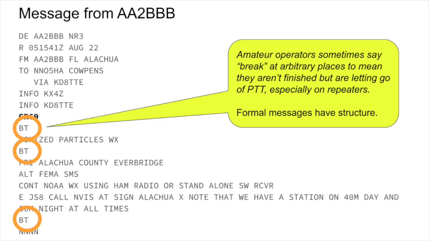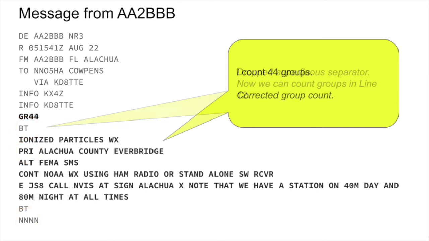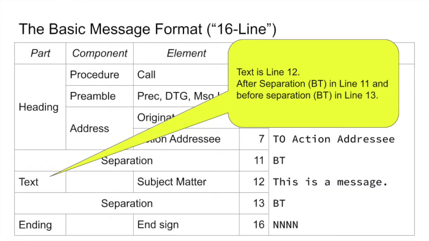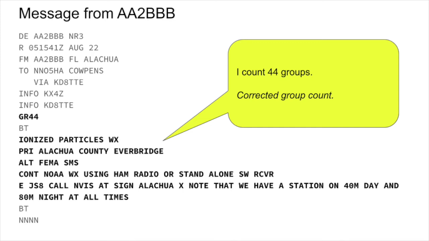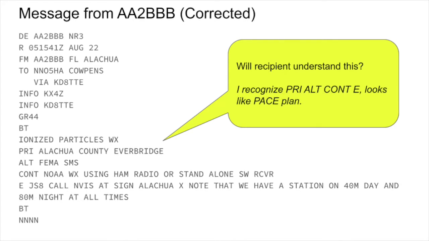So we're going to get rid of the superfluous break there, and now we have a clean line 12, and we're able to count our groups. Now when I count up the groups, I see 44, so I'm going to correct the group count. Again, groups are going to be groups in the text line of the message. It's not everything. In fact, 69 is the number of groups if you look at the entire transmission, including pro signs. So that's not what we want to capture. We mean to count the number of groups in the text part of the message. So now we have the corrected message from AA2BBB.